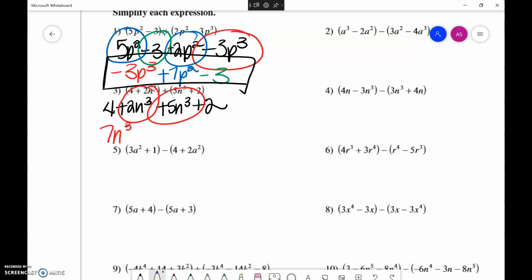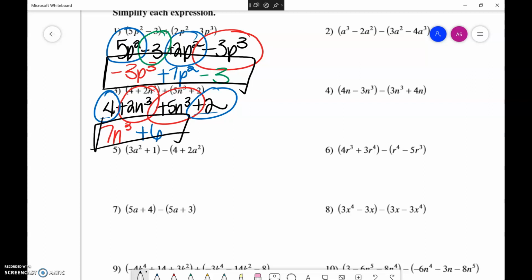Okay, then I have 4 and positive 2. Notice when I circle each like term, I am also circling the operation that's in front, and that lets me know whether I need to add or subtract. So I'm looking at this as 4 plus 2, and that gives me 6. So that's my final answer.